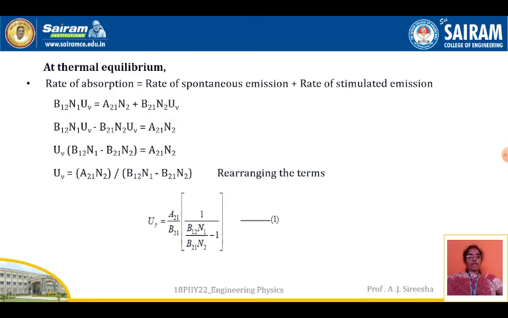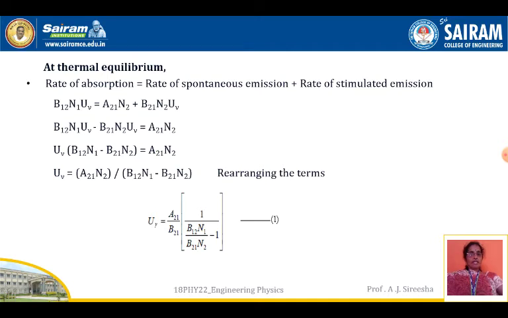Now at thermal equilibrium, the rate of absorption is equal to the rate of spontaneous emission plus the rate of stimulated emission. What is absorption? Absorption is nothing but moving the atoms from E1 to E2, and emission takes place when it is moving from E2 to E1. Since the ground state is the most stable state, the rate of absorption is equal to the sum of the rate of spontaneous emission and the rate of stimulated emission.